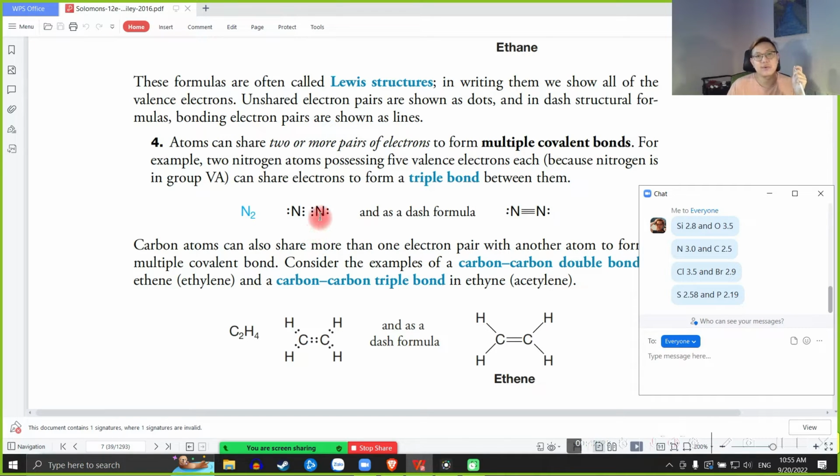So if they share 3 each, you have a triple bond between them. You can have a double bond between them if they share 4, you know.